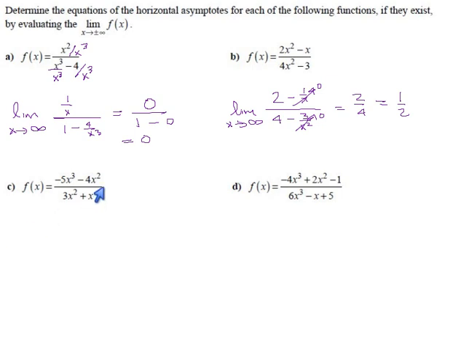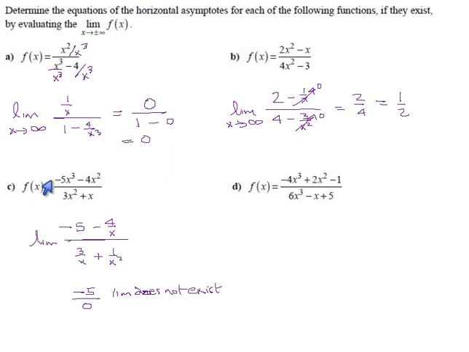Here, the highest power is x to the 3, so divide everything by that, and we get minus 5 minus 4 over x. And downstairs we have 3 over x plus 1 over x squared. Limit: all the things divided by x vanish, and we get minus 5 over 0, which means the limit does not exist. If the limit doesn't exist, it means the horizontal asymptote does not exist.